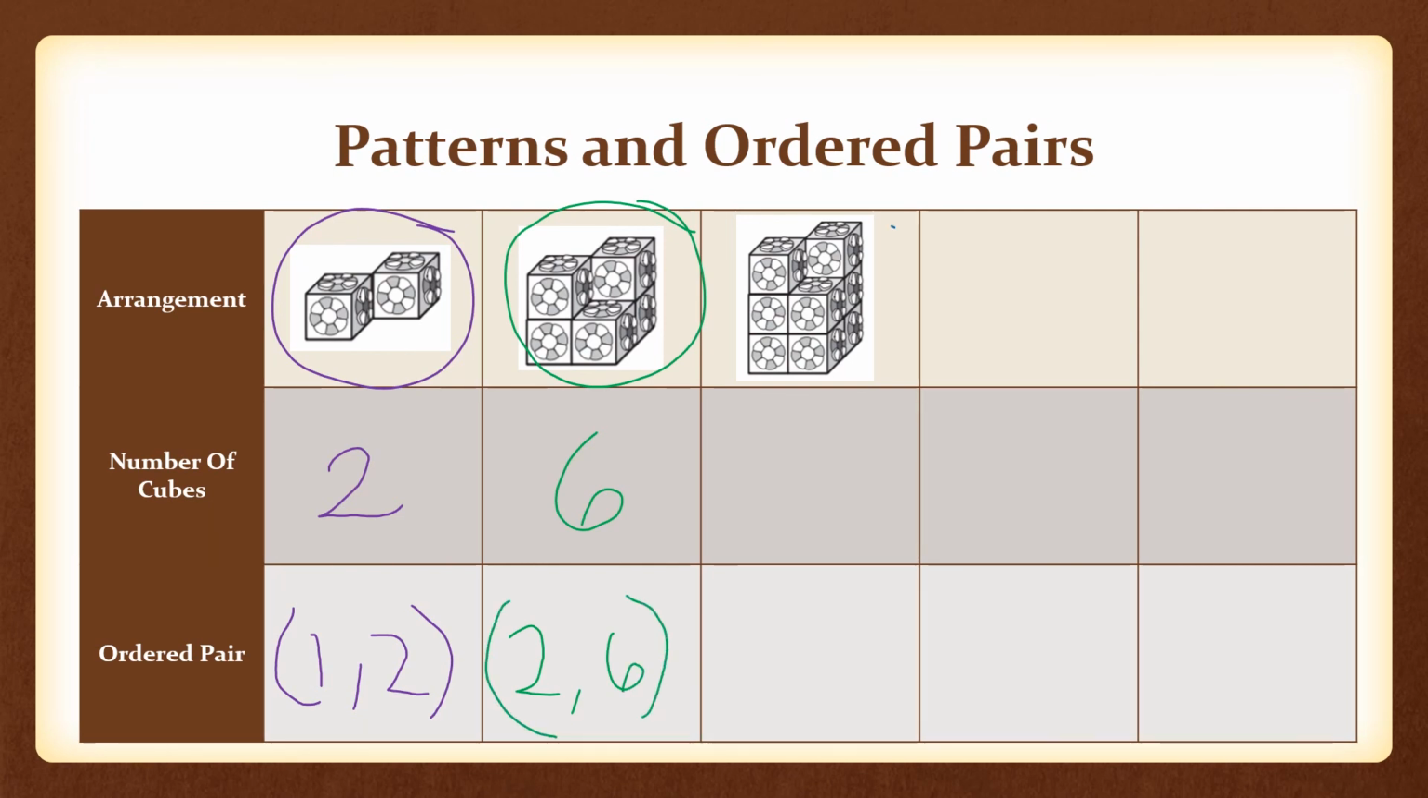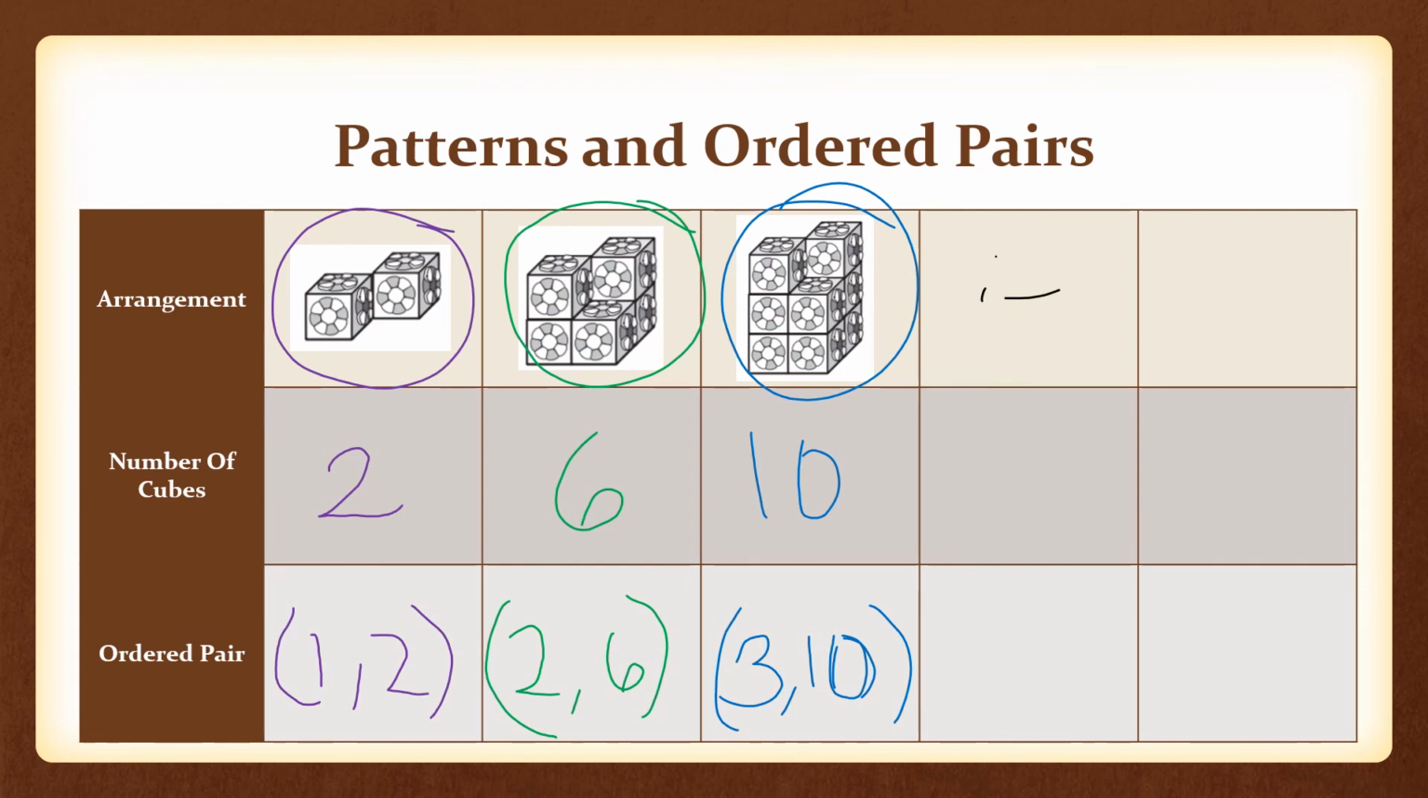Arrangement number 3, we have 2 layers of 4 cubes and 1 layer of 2, giving us a total of 10 cubes, giving us an ordered pair of 3, 10. What would happen if there was arrangement number 4 and an arrangement number 5?